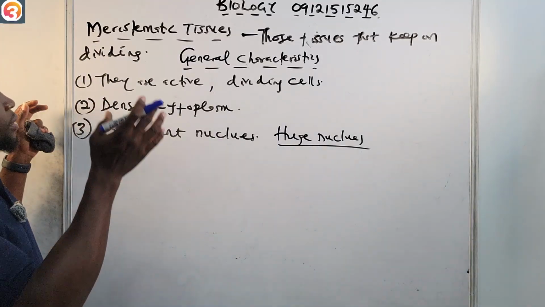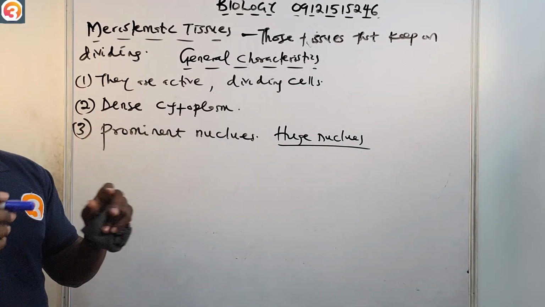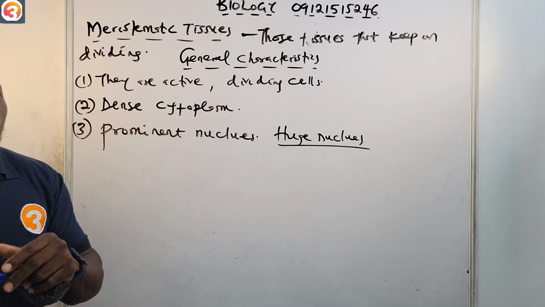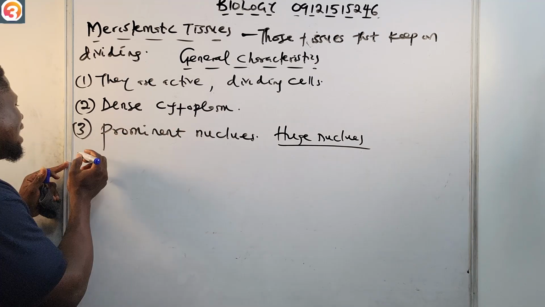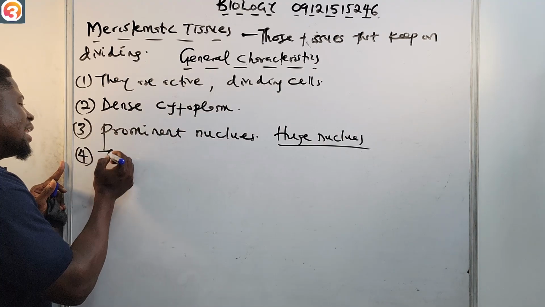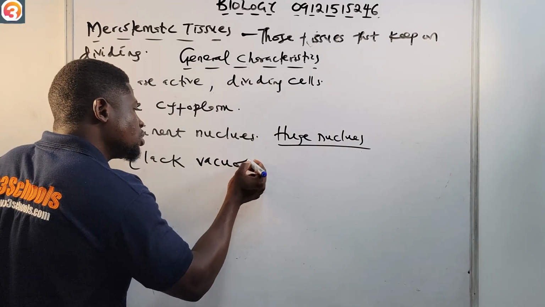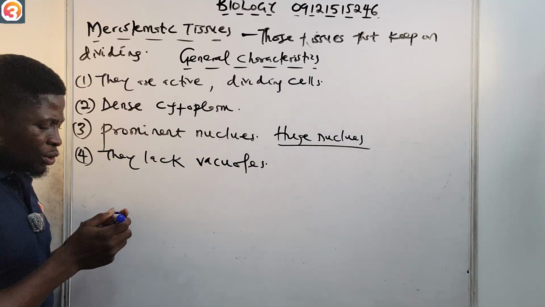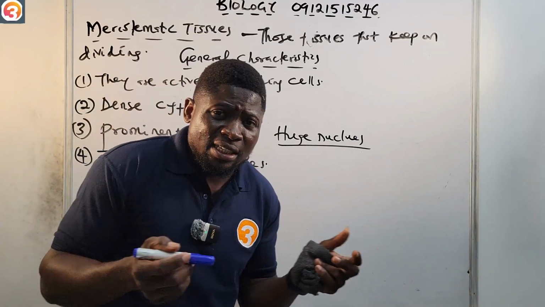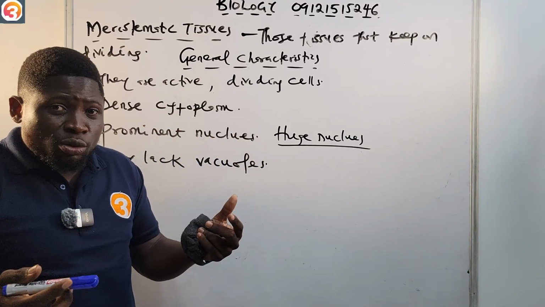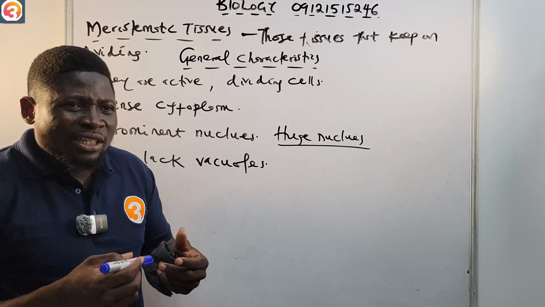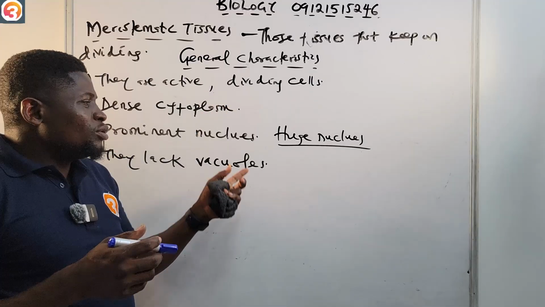So characteristics: dense cytoplasm, prominent nucleus. Also another characteristic is that they lack vacuoles. You know what vacuoles are for, isn't it? Vacuoles are used for storage of materials. So now they do not have vacuoles.